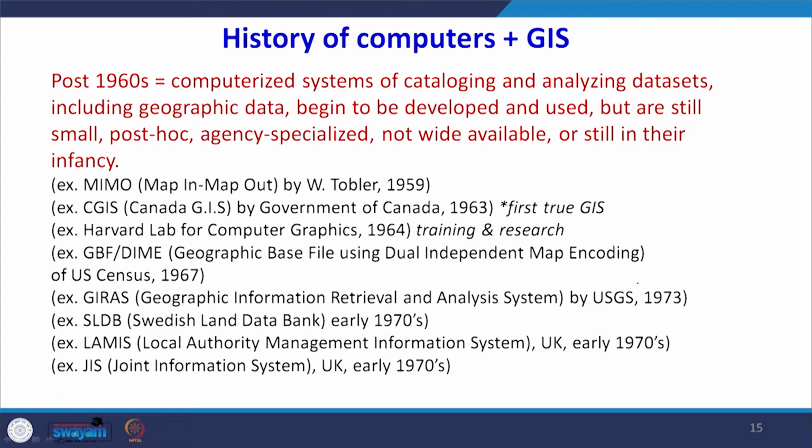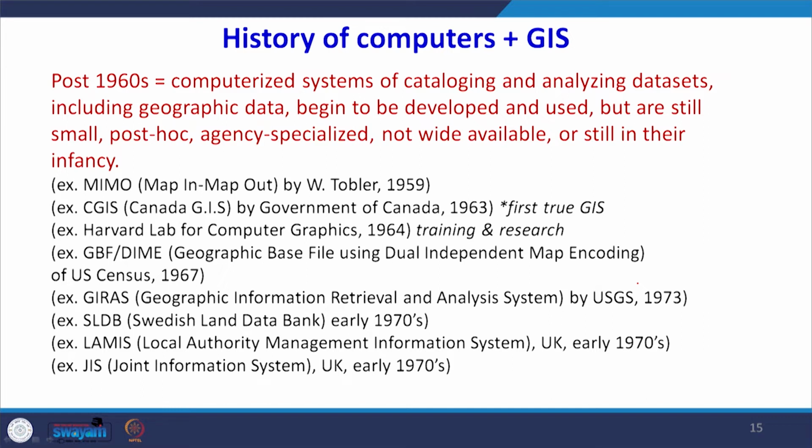The examples are, you can see MIMO, map in and map out, in 1959, and CGIS, the Canadian GIS, which was developed in 1963, which was the first true GIS package. So this was called CGIS, the Canadian GIS package. It has certain capabilities beyond normal showing of the data. So it has the capability of making certain queries and carrying out certain spatial analysis.